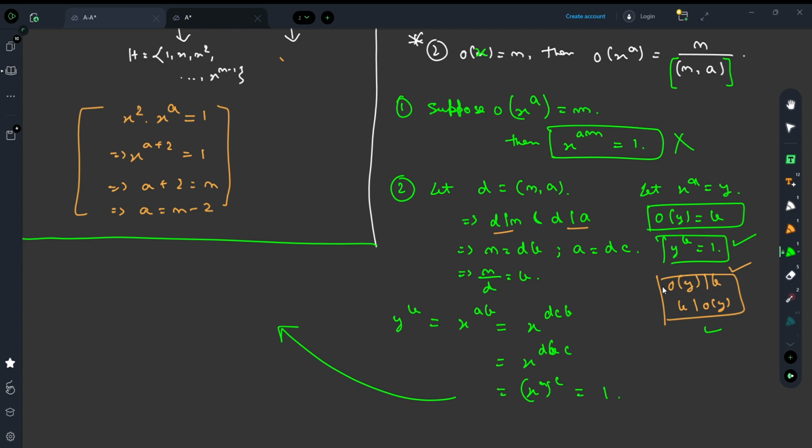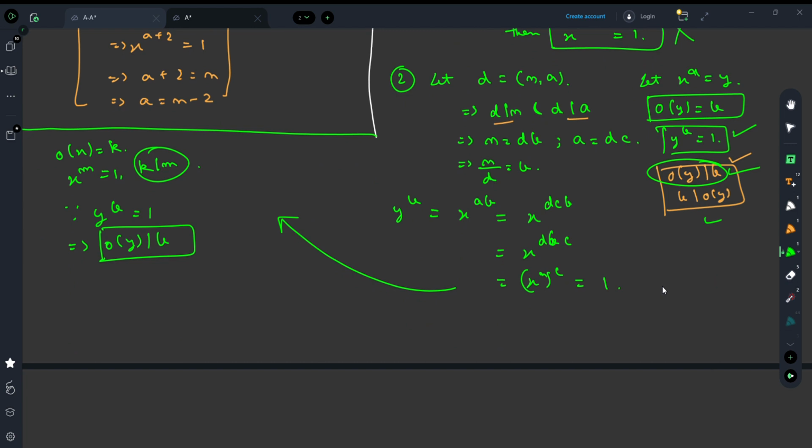Now in the previous lecture we had shown that if the order of an element x is k and x to the power some m is 1, then k will divide m, right? So since y to the power b is 1, that implies that the order of y divides b. So this is clear. We need to show that b divides back the order of y. So let the order of y be k.